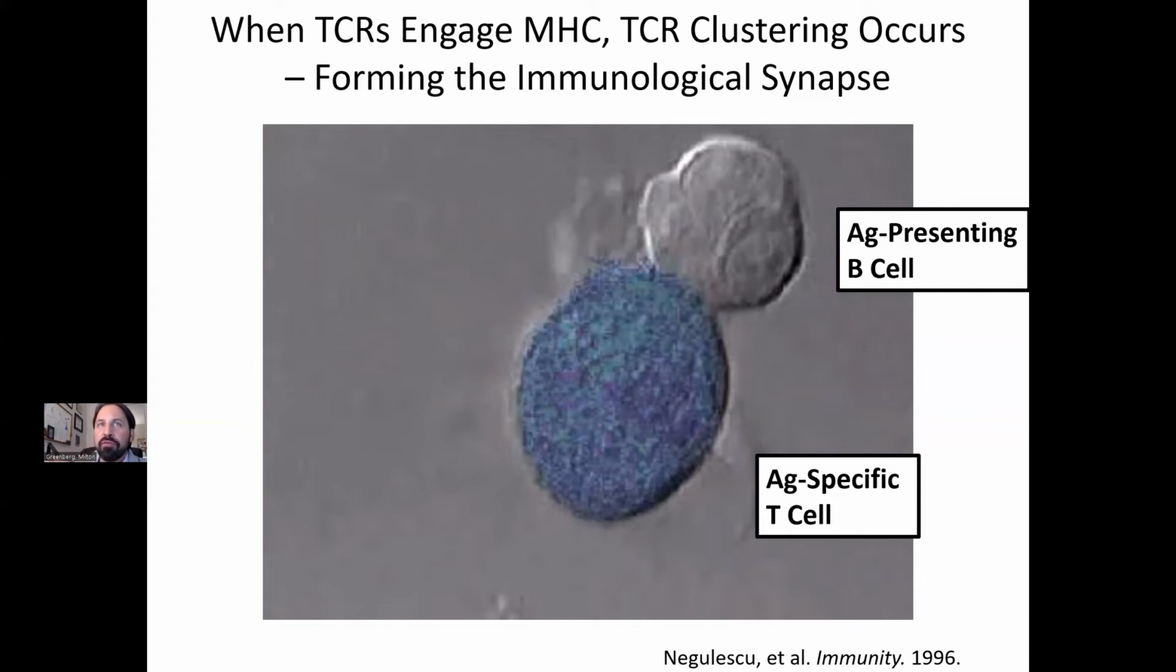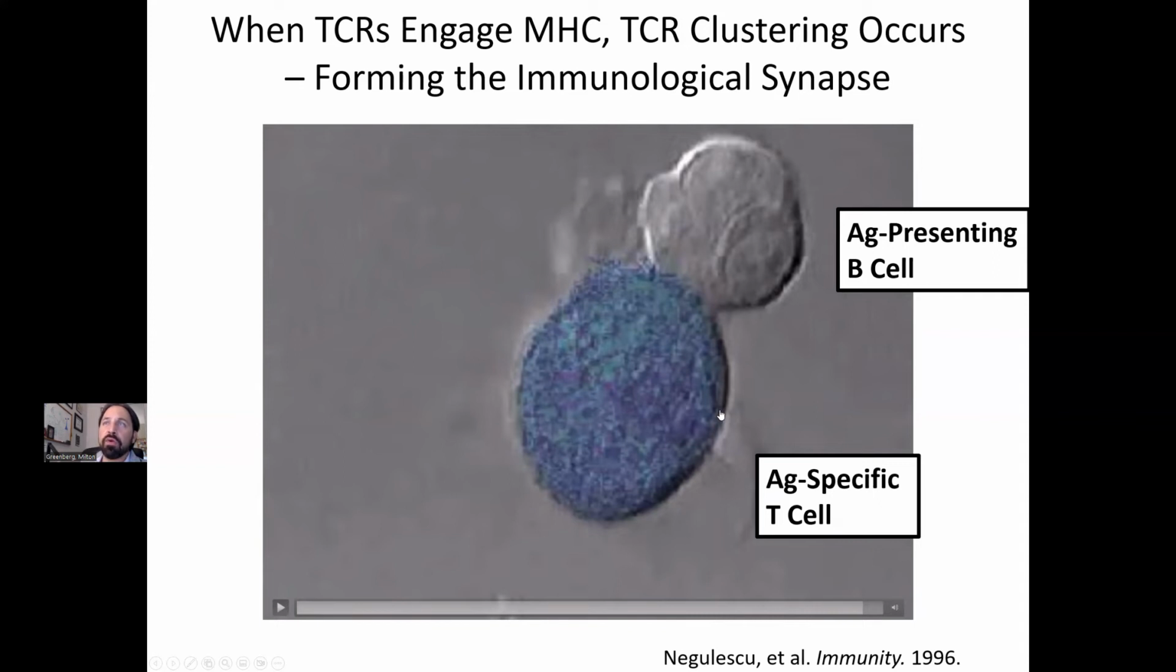And a clustering of those things together is going to activate this T cell in a way that this T cell is going to go from naive and not doing anything to now becoming very pro-inflammatory and competent to kill off the pathogen. So when the T cells encounter the MHC, this T cell receptor clustering will occur, forming this immunological synapse. But as you notice, that's not the only thing happening here.